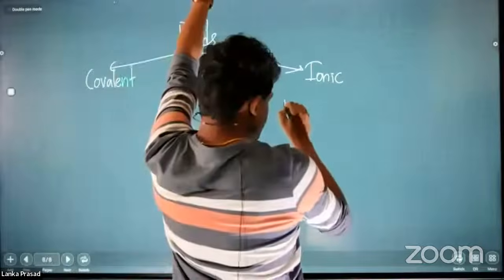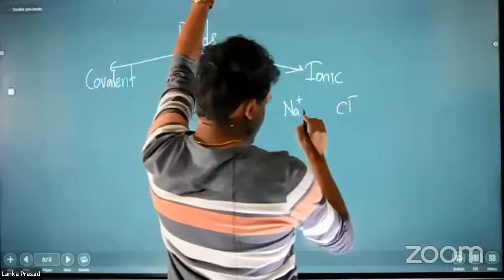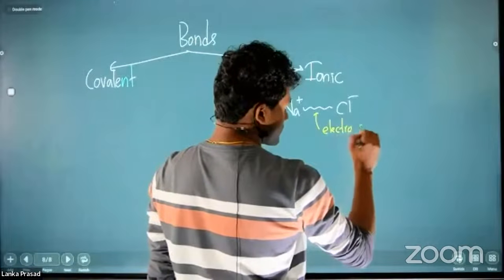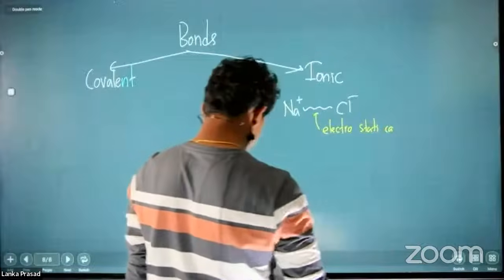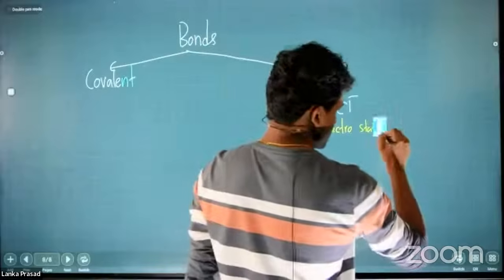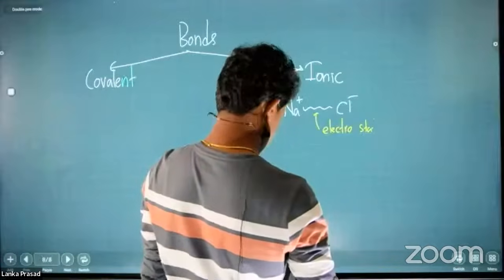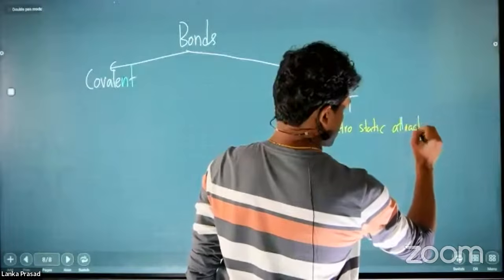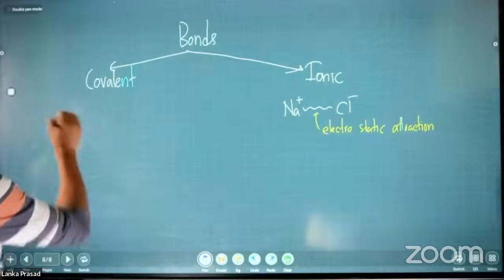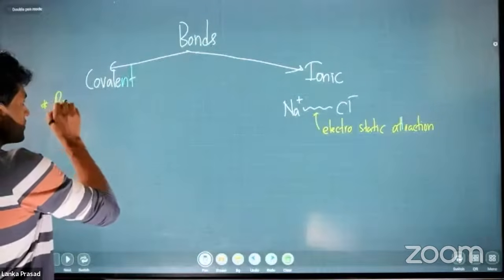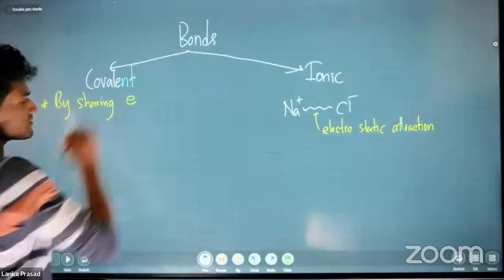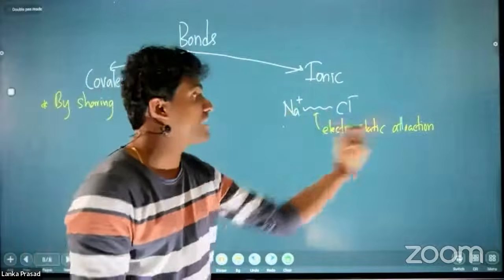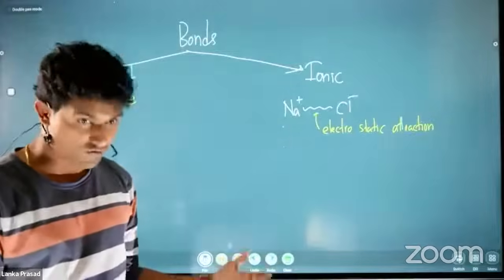Ionic bonds form between cation and anion. So yes, cation and anion, right? They bind with what type of bond? Electrostatic attraction force. Yes, electrostatic attraction. But covalent bonds, they form by sharing electrons. Yes, sharing electrons. Got it? Covalent bond is formed by sharing electrons. Ionic bond is formed between anion and the cations by joining them with electrostatic attraction forces. Got it?